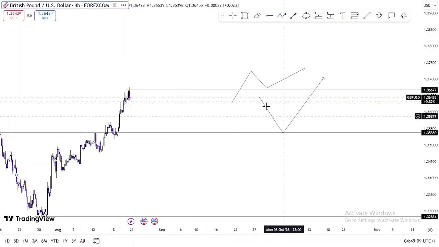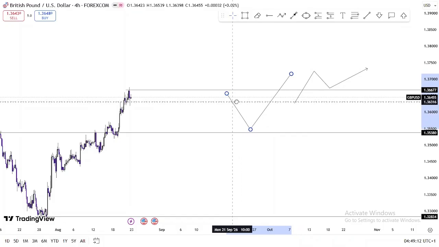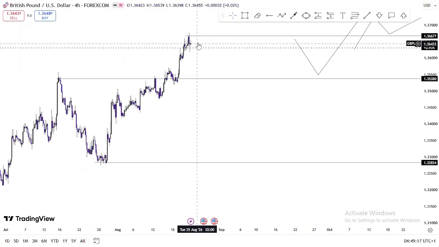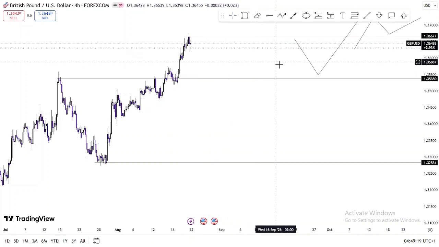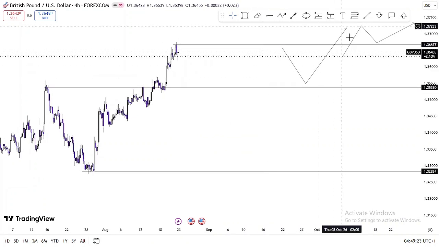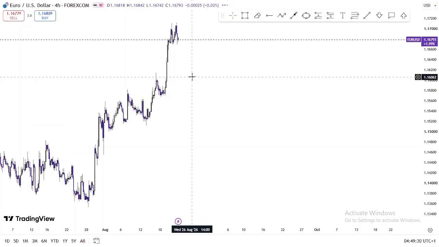But for now we are more inclined to wait for the pullback, because we had this impulse move. So we should be more inclined to wait for this pullback here or down to these areas here before looking for continuation buys. So that's what I am looking for on pound dollar.